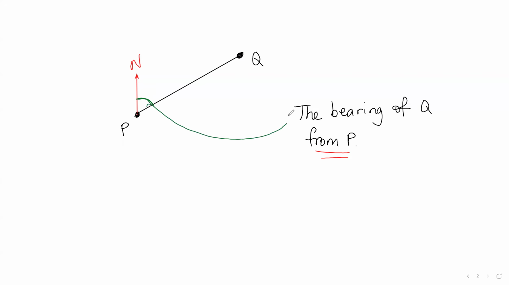So this angle here will be the bearing of Q from P. And let's say that angle is 45 degrees. But we wouldn't just write 45. We'll write it as 045 degrees because the bearings are stated using three digits, right? So that's what it means for the bearings to be stated in three digits.